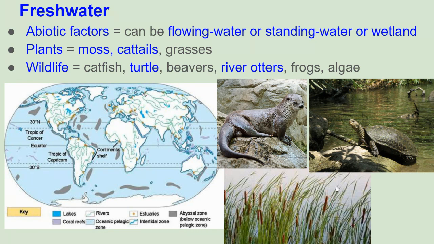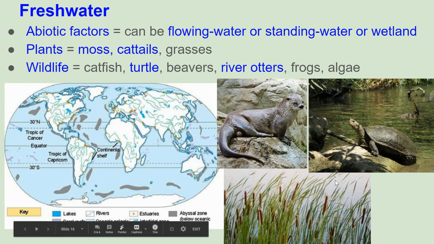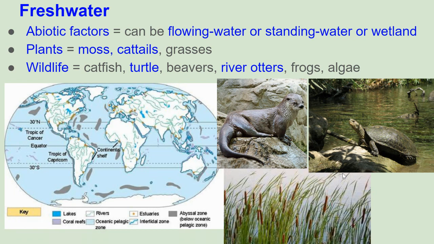There are many different types of plants here, but you'll notice they're all adapted to living in a lot of water. So things like moss, cattails you might have seen, or grasses around the river. Wildlife includes all types of fish that can exist in freshwater, but catfish is a good example. Turtles, beavers, river otters, frogs, and algae also live here. But basically, anytime you see rivers and big lakes that are far inland, and even some swampland shown in the coastal areas, those are going to be freshwater biomes.